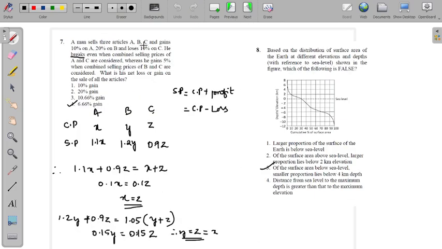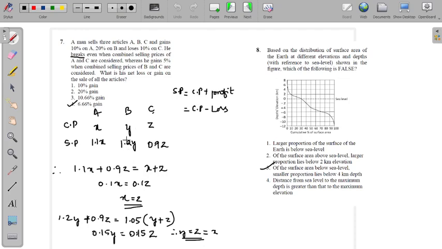A man sells three articles A, B, C and gains 10% on A, 20% on B, and loses 10% on C. So, first let us see the cost price, then the selling price. I am taking the cost price of these commodities as x, y, z. Selling price is nothing but cost price plus profit, or cost price minus loss. This is the formula for getting the selling price. On A, that person gets 10% profit. So 10 by 100 is 0.1, plus the cost price, that is x. x plus 0.1 times x gives you 1.1x.